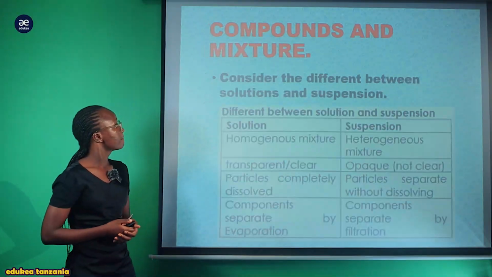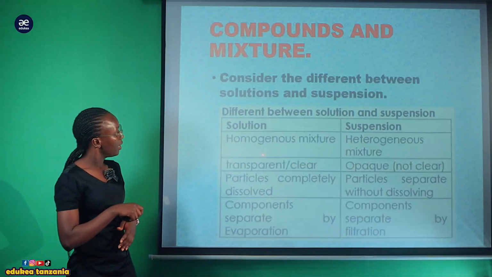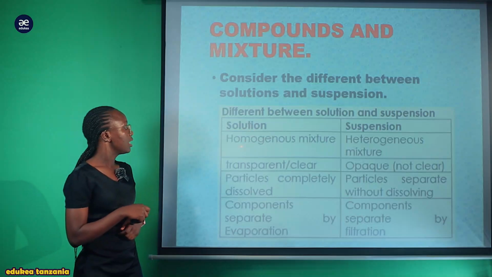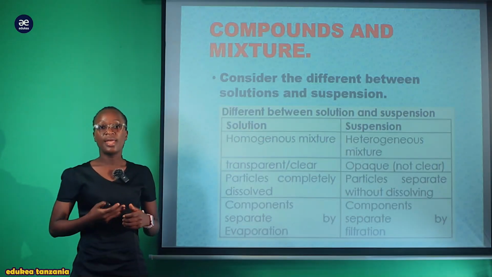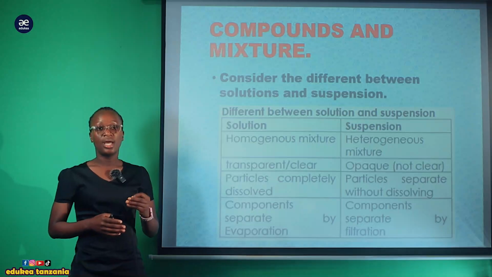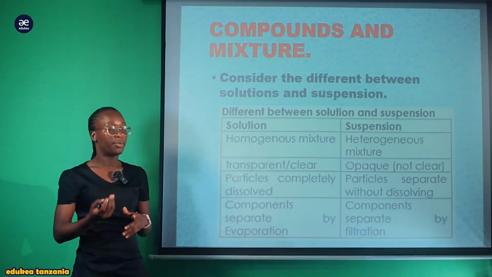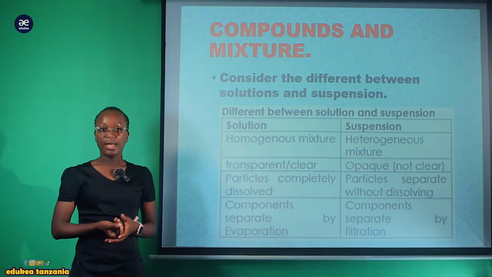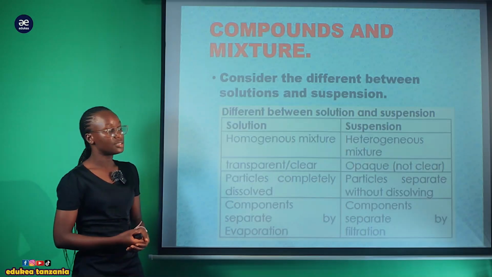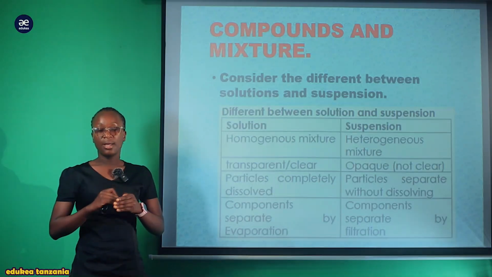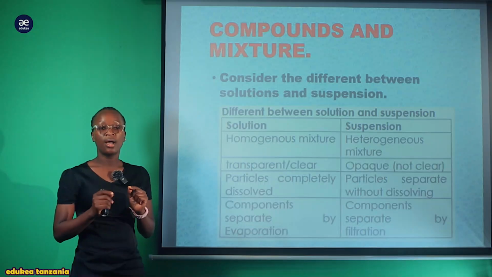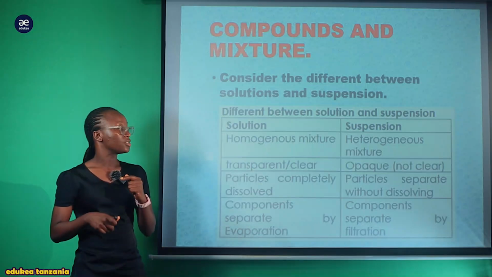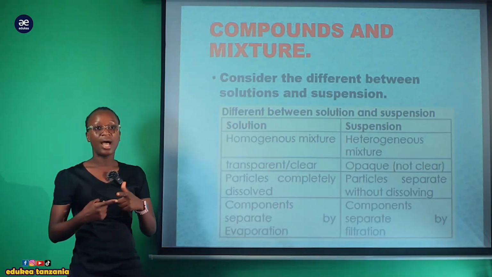Now consider the short table which shows the summary of the solution and the suspension. The solution is a homogeneous mixture, means that solution yenyewe inakuwa uniform. It means inakuwa na the same appearance, composition and properties. But when we come to suspension, there is a heterogeneous mixture. Why heterogeneous mixture? Here it means that there is a different formation of particles. Kunakuwa na ununiform or different composition of the particles within the solution. Ndio maana inapelekea suspended of some of the particles.